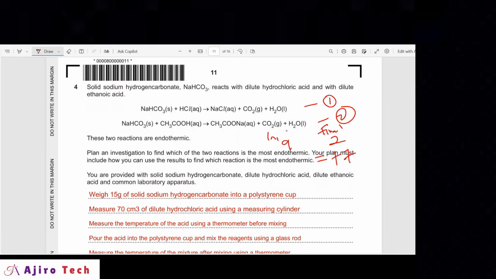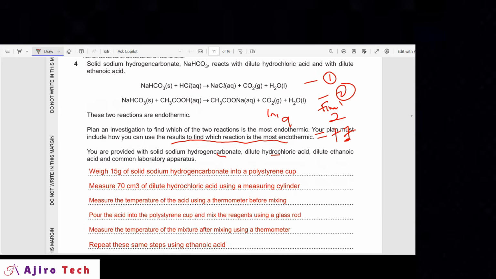So that is the same concept we use to plan an experiment here, because it says plan an investigation to find which of the two reactions is the most endothermic. So the one that has the larger increase or larger value is the most endothermic, basically. So the plan must include how you can use the result to find which reaction is the most endothermic. And then this is what you are provided with. All right. So this is what I was able to draft out to help you.